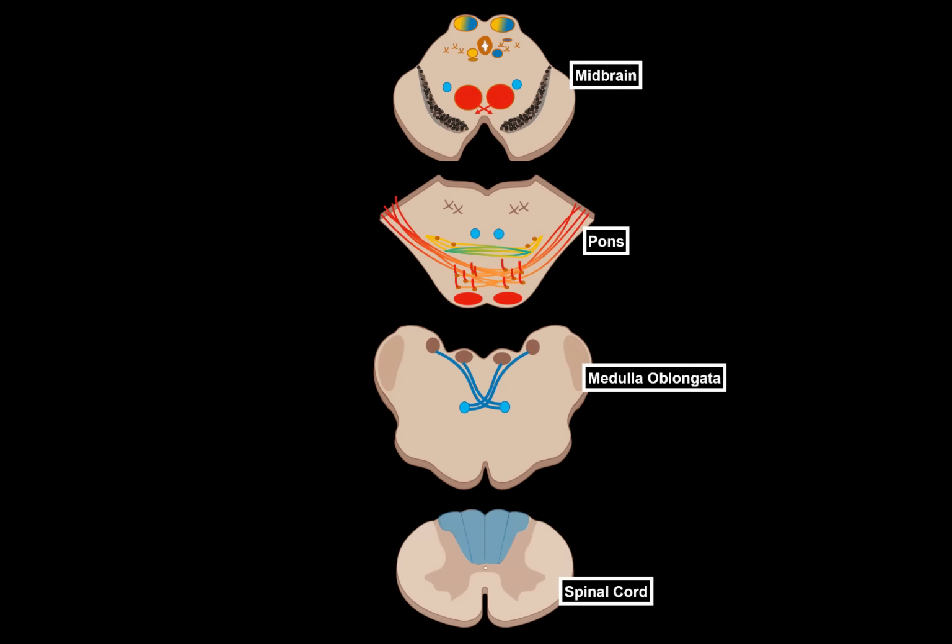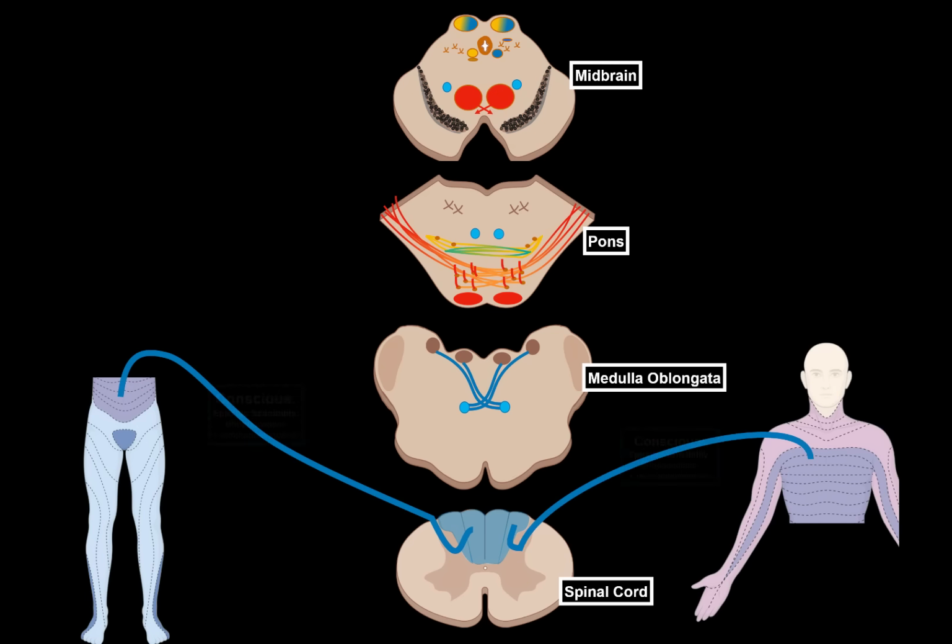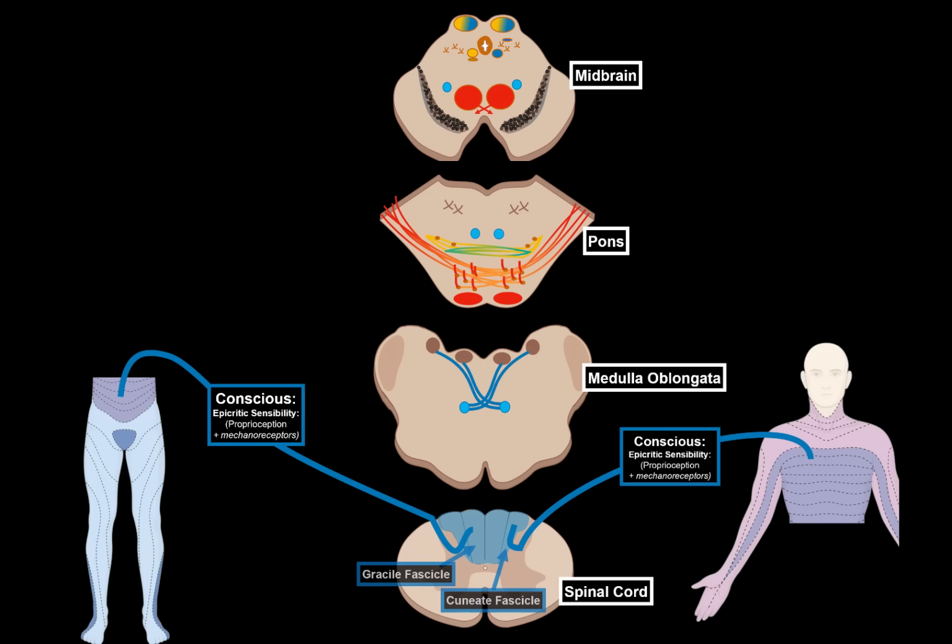So here is a cross-section of the spinal cord, the medulla, and pons. Do you remember that sensory fibers came from the lower parts of the body, which ascend as the gracile fascicle, and sensory fibers that came from the upper parts of the body, which ascend as the cuneate fascicle? They sense conscious proprioception and mechanoreceptors. And I say conscious because they take their fibers all the way up to your cerebral cortex. If it were unconscious, then it would take its fibers to the cerebellum or other subcortical structures.